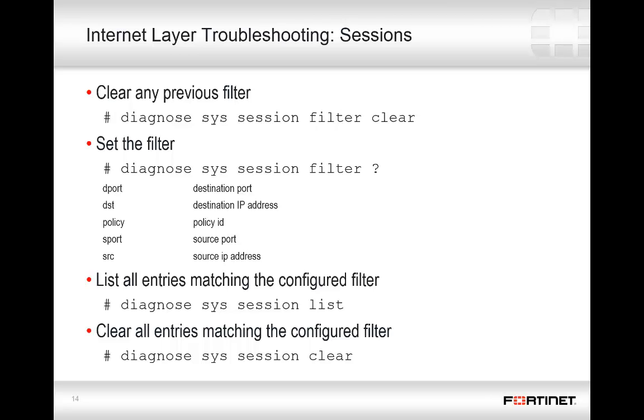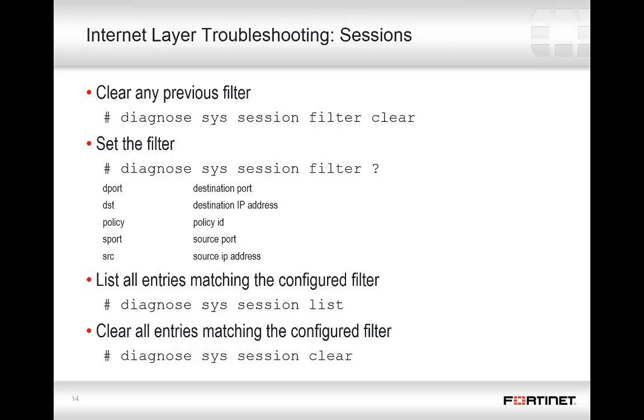FortiGate is a session-aware firewall, meaning that it tracks each conversation. Tracking occurs in the session table. FortiGate creates an entry in the session table for each conversation. Especially for large and active networks, the kernel session table is very large, so usually you should clear any previous filter setting with the command diag sys session filter clear, then set a display filter with the command diag sys session filter, dport 80 for example.